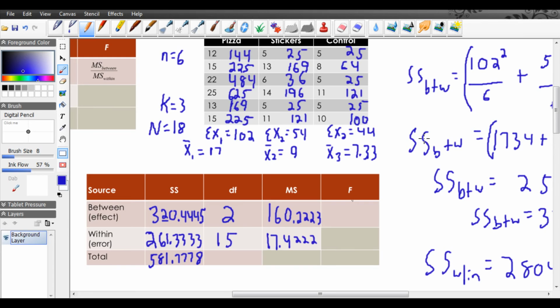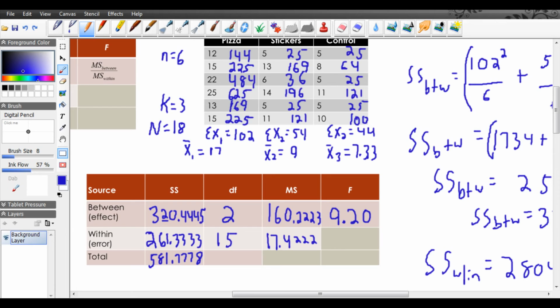Right. And finally, to get our F observed, our F ratio for this ANOVA, we take 160.2223 and divide by our error, which is 17.4222. And we get roughly 9.20. What that means is our average effect variance, the squared difference of the sample means around the grand mean, is more than 9 times greater than our error variance. So I think we're going to be very likely to be able to reject the null hypothesis here.